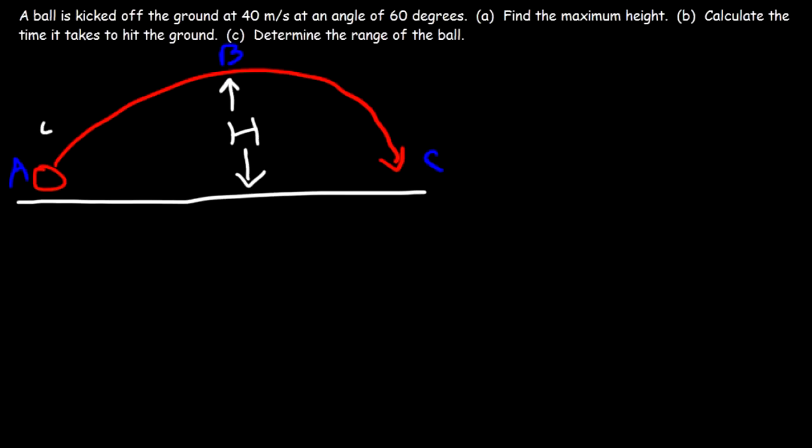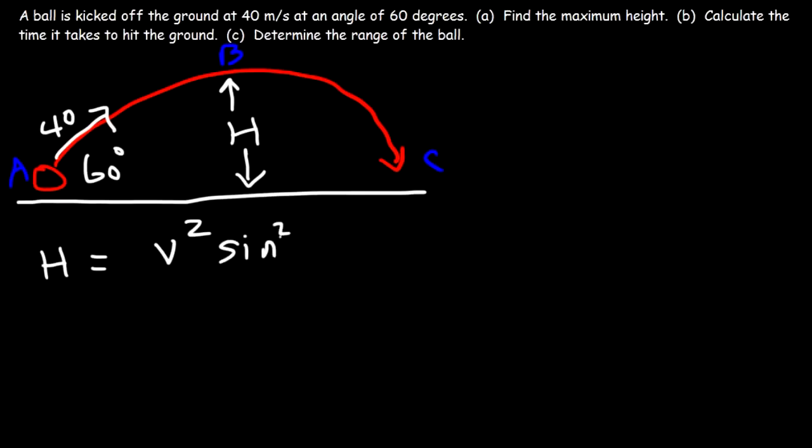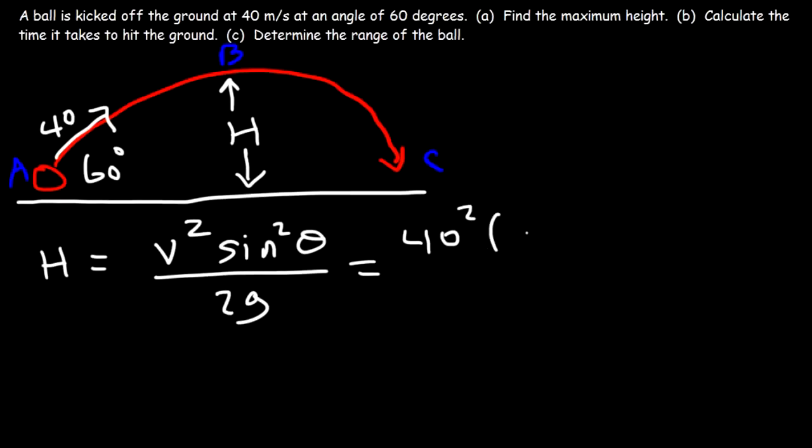Now we have the speed of the ball. It's 40 meters per second, and it's at an angle of 60 degrees. We can use this equation to find the maximum height. It's v squared sine squared theta divided by 2g. So that's going to be 40 squared times sine of 60 degrees and then squared divided by 2 times 9.8.